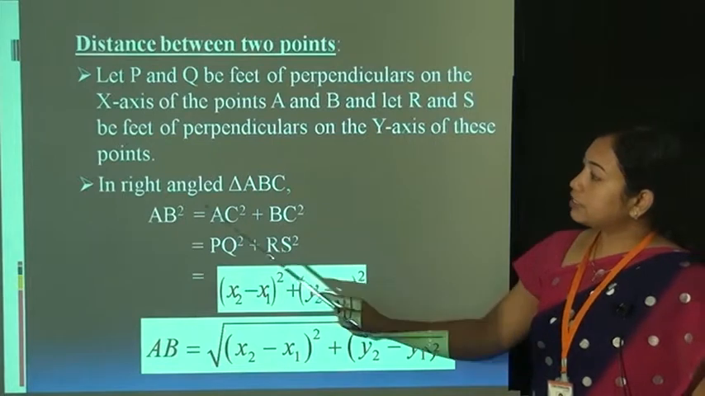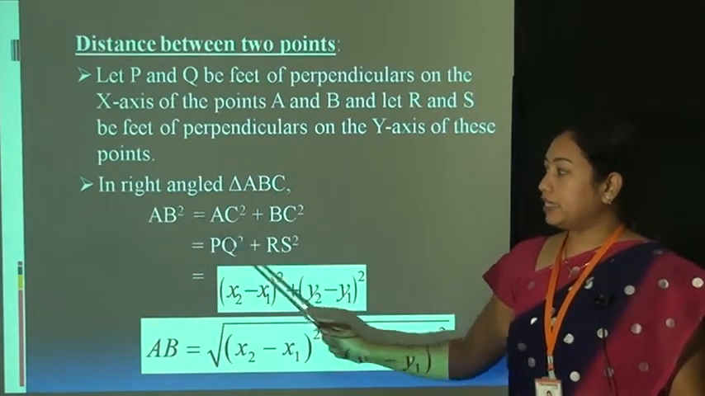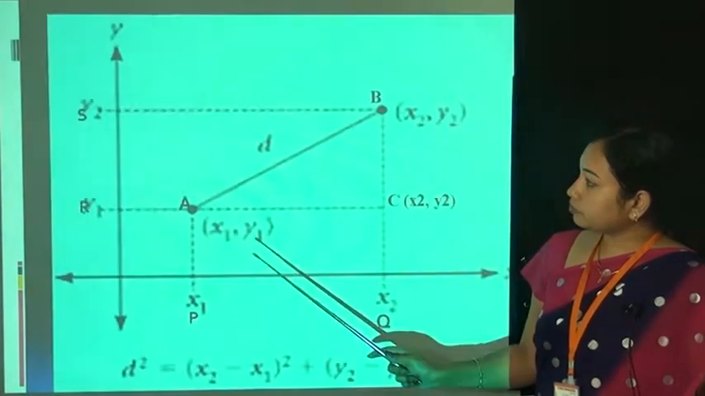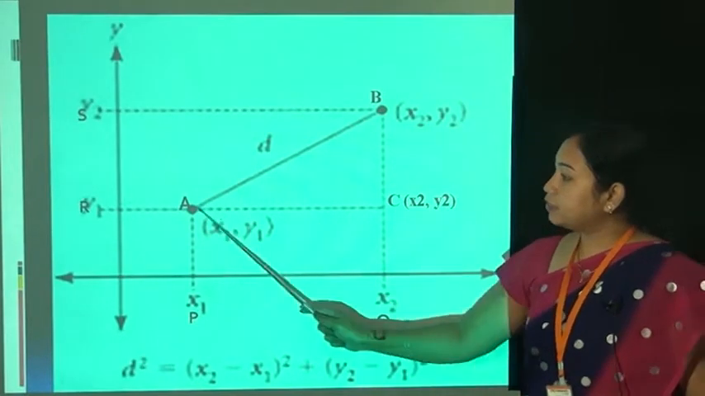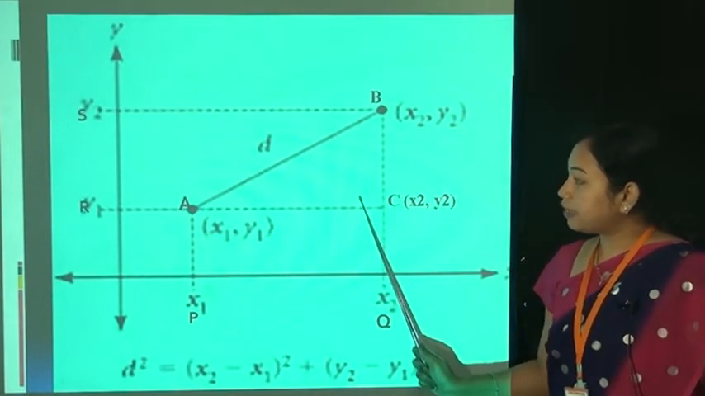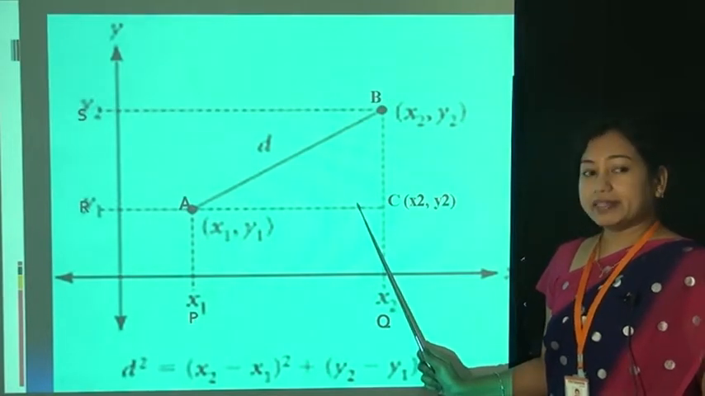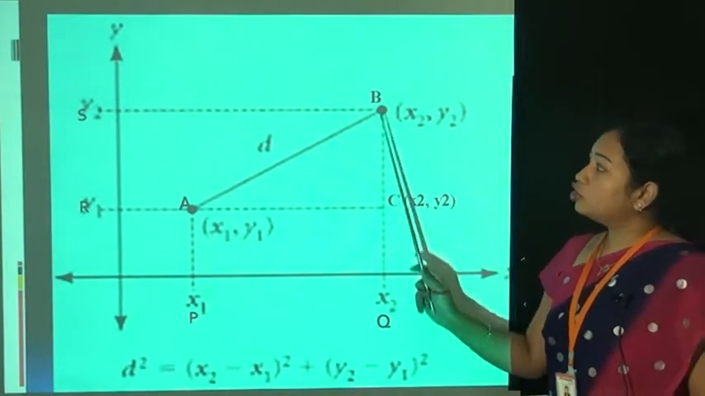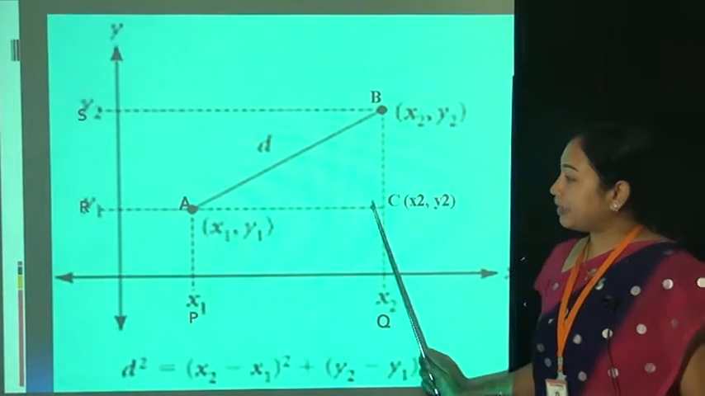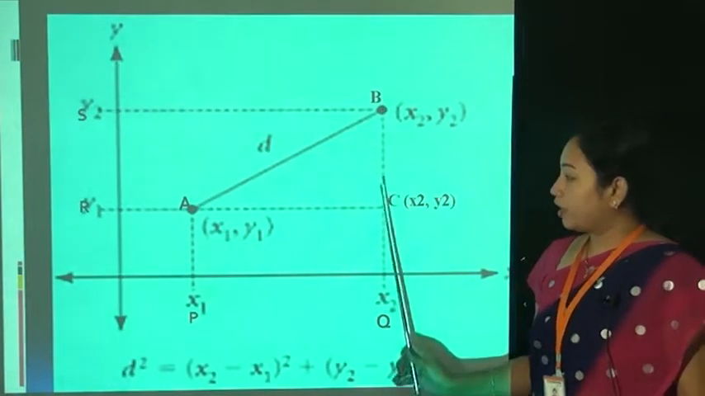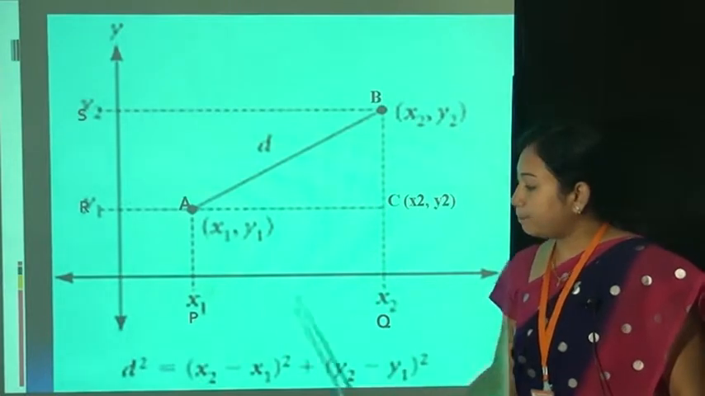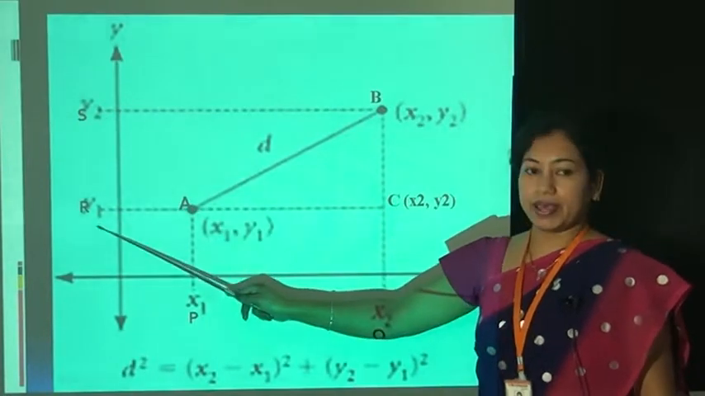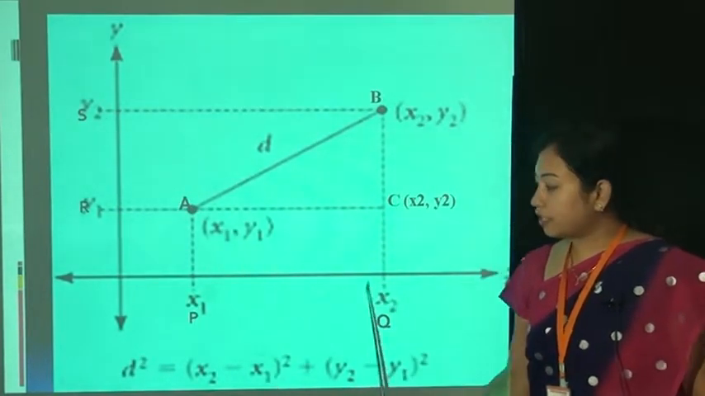Now in right angle triangle ABC, this is a right angle triangle because this angle is 90 degrees. So by Pythagorean theorem, this is the hypotenuse, this is the base, and this is the height. So can I say that AB square is nothing but AC square plus BC square? AC square is nothing but PQ square, and BC square is nothing but RS square.